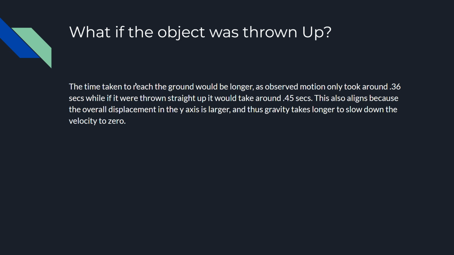Now, what if the object was thrown up? The time taken to reach the ground would be longer, as our observed motion model only took around 0.36 seconds, while if it was thrown straight up in the air, it would take around 0.45 seconds. This aligns because the overall displacement in the y-axis would be larger, and so gravity would take longer to slow the velocity to 0 and bring it back down to the ground completely. And that is it.